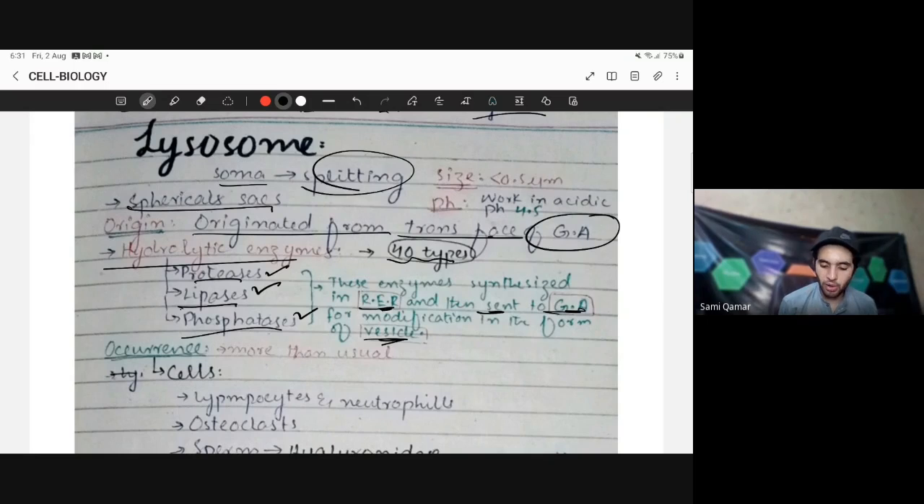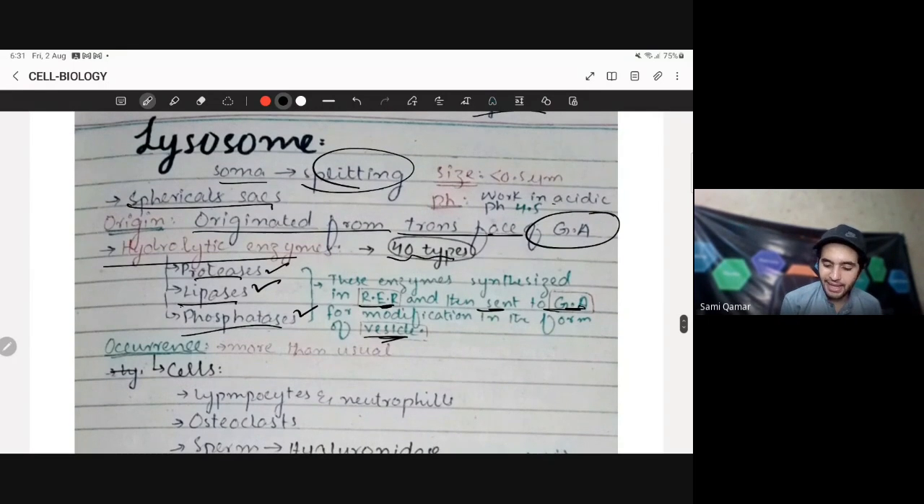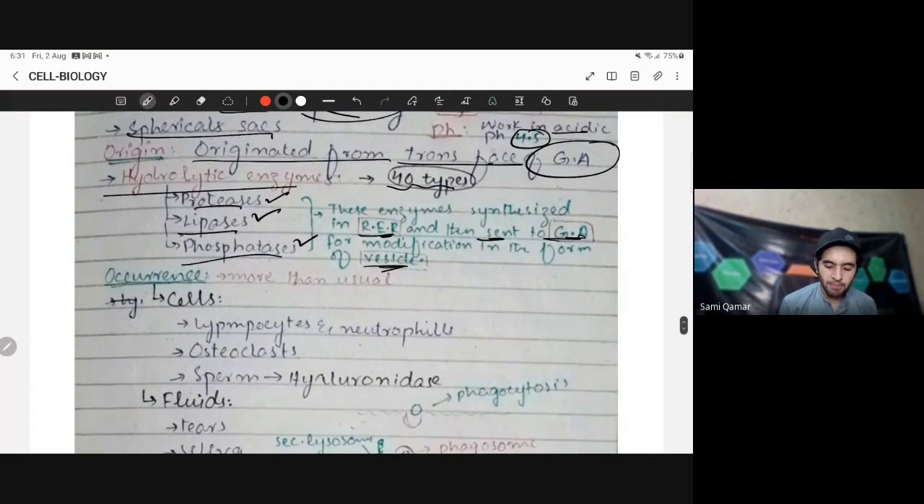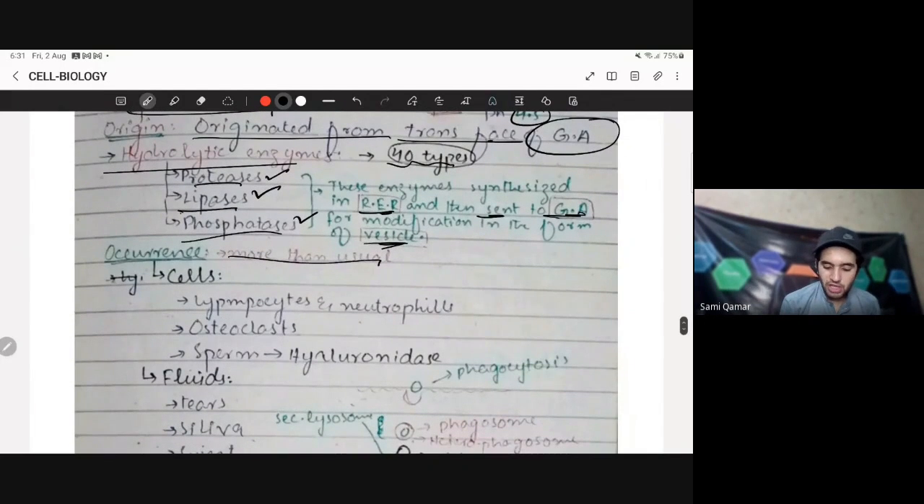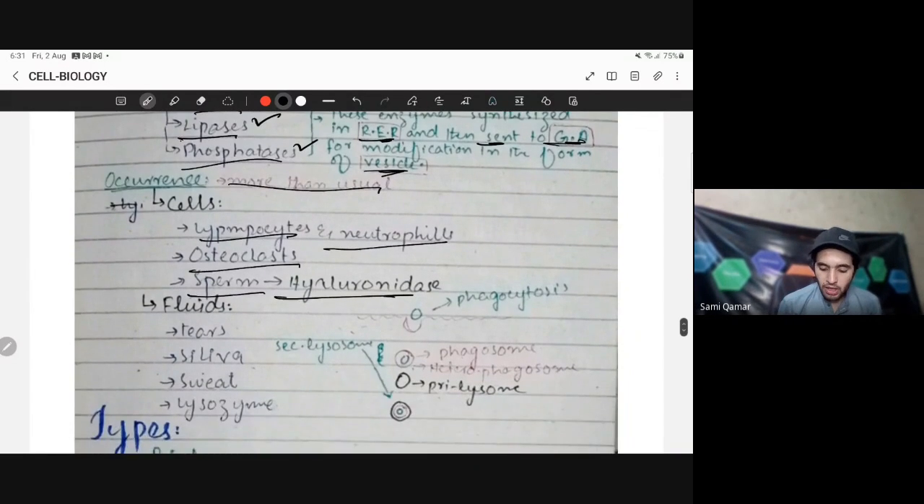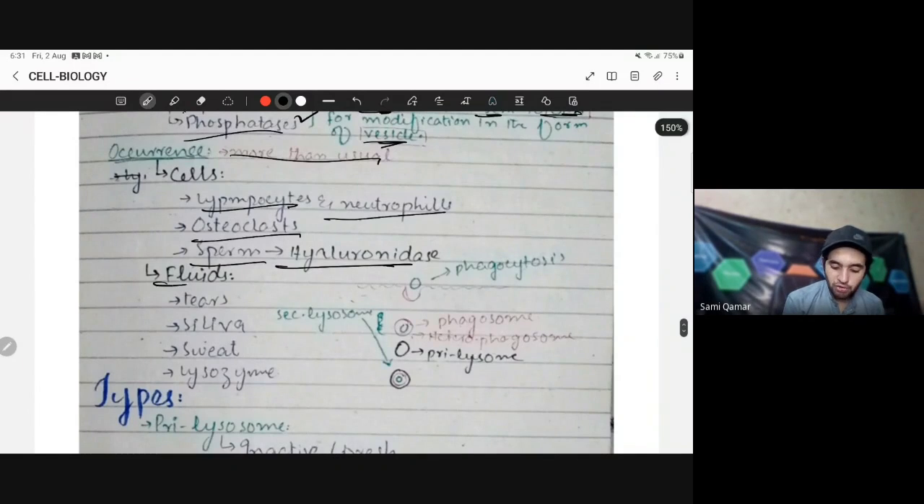Lysosomes are single membrane organelles. Okay, remember this, and they work in acidic pH, around 4.5, because those are acidic enzymes. They occur more than usual in which cells? Lymphocytes, neutrophils, osteoclasts, sperm. In sperm, the acrosome has hyaluronidase. They are also present in fluids. Tears have lysozyme, saliva has lysozyme, sweat has lysozyme. Okay, lysozyme is secreted through saliva. It also has the lysosome in it.